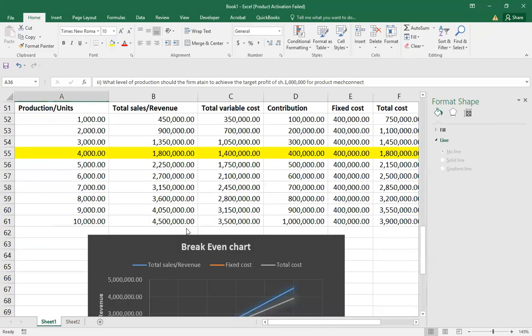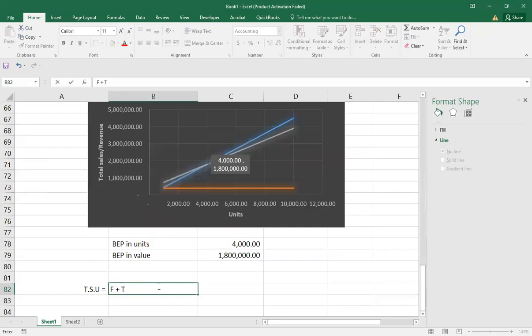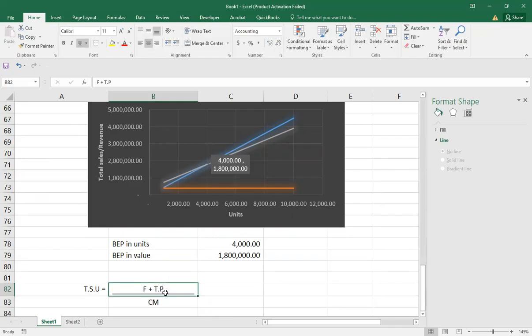So to achieve target sales in units, always recall this, we'll always be talking of our fixed cost plus the target profit that you're having, we divide by contribution margin. This will literally give us the target level of production that we should be having.